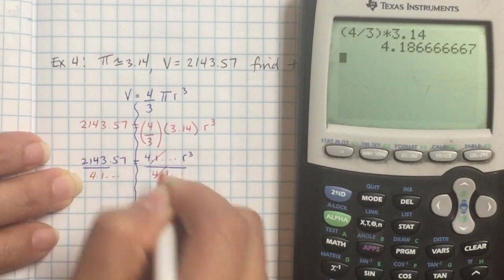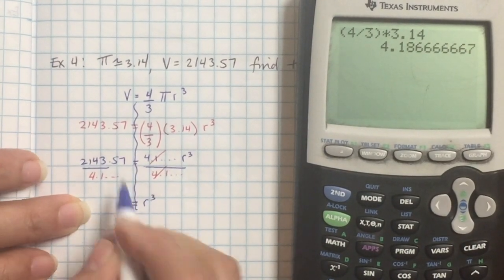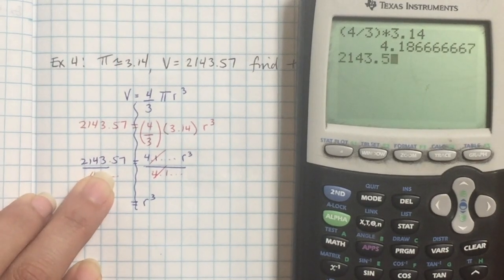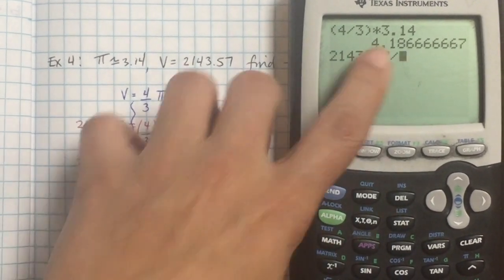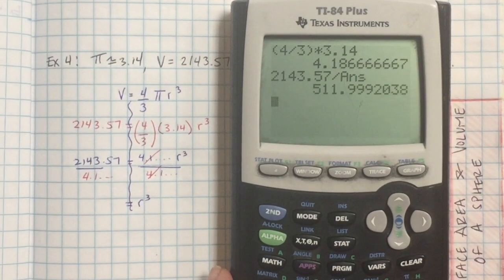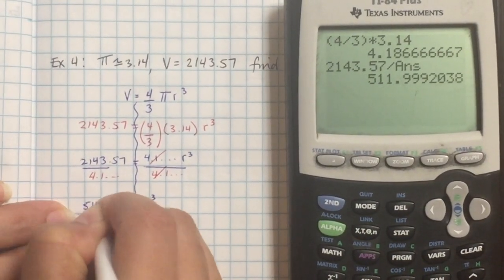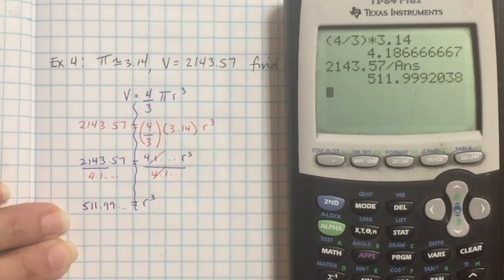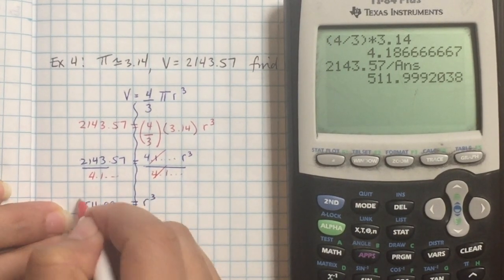This is a listening check. Put a star in this area. So r cubed is 511.99992030, and it goes on forever. So now take the cube root.